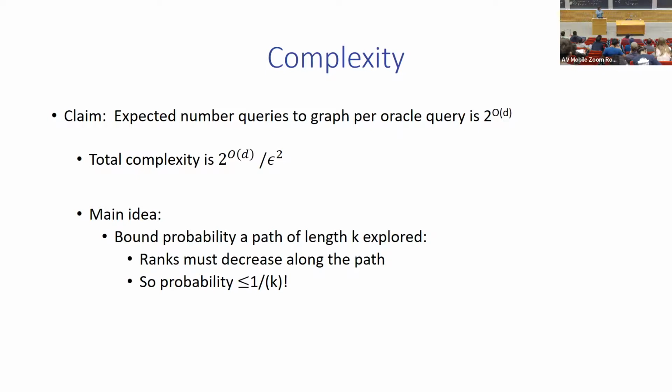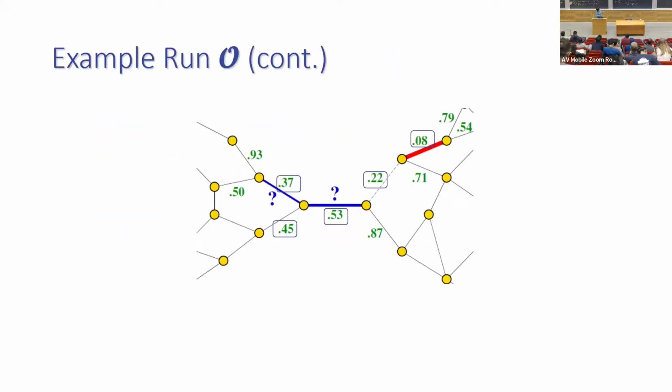Okay, if you remember in this example, any path we looked at had to be because the ranks were decreasing. Once we looked at 0.22, we never looked at 0.71. We could only look at edges that came before 0.22. And when we went to 0.08, we could only look at edges that came before 0.08. So these edges along this path have to be decreasing. Now, what's the probability that on a path of length k, the edges are all decreasing? It's 1 over k factorial.